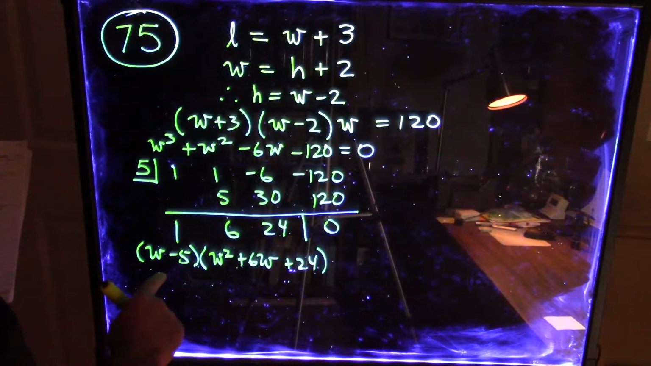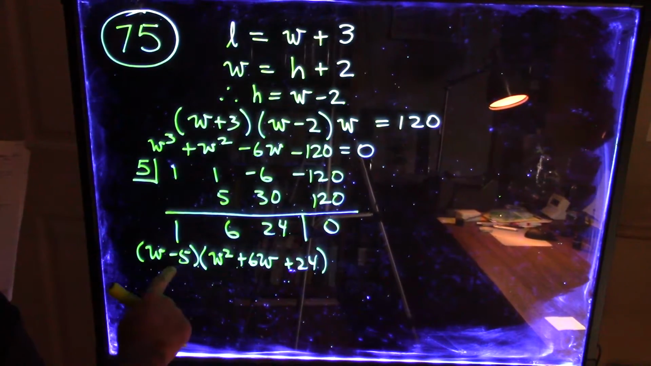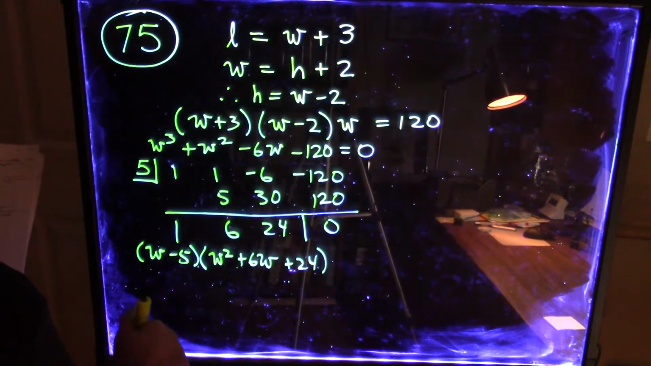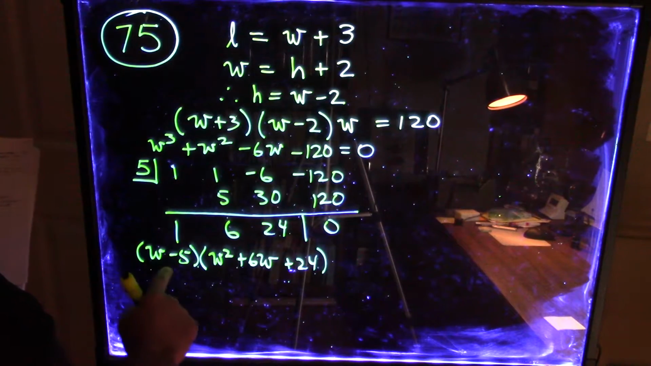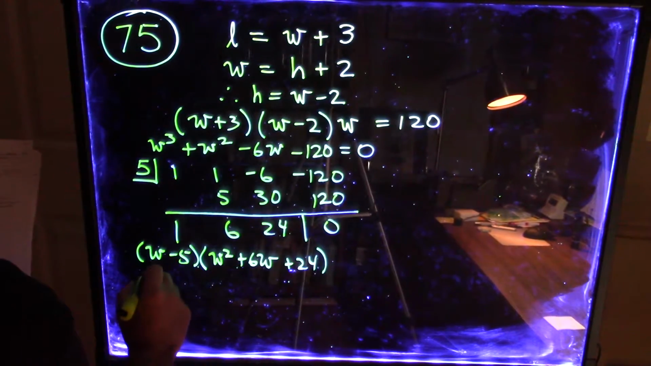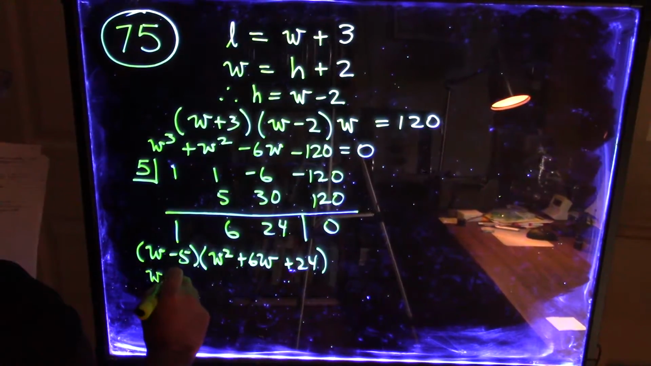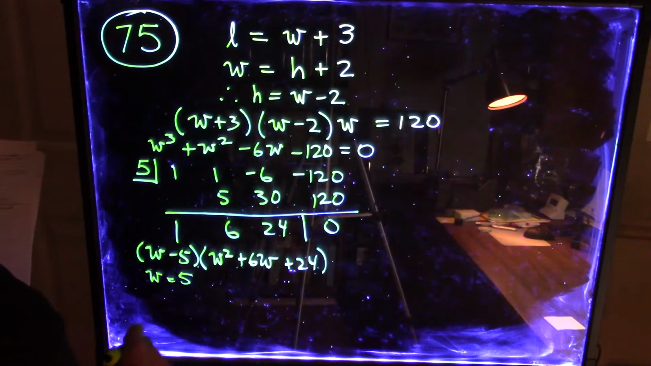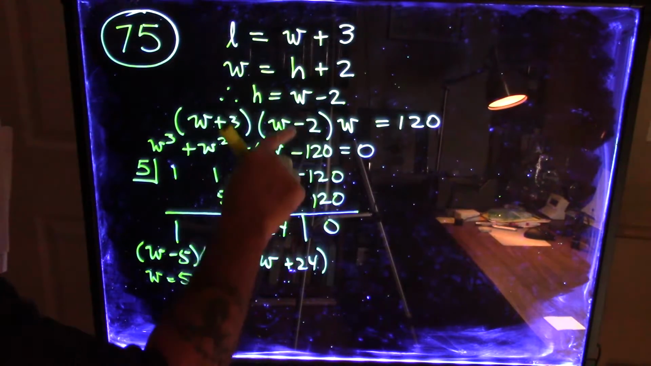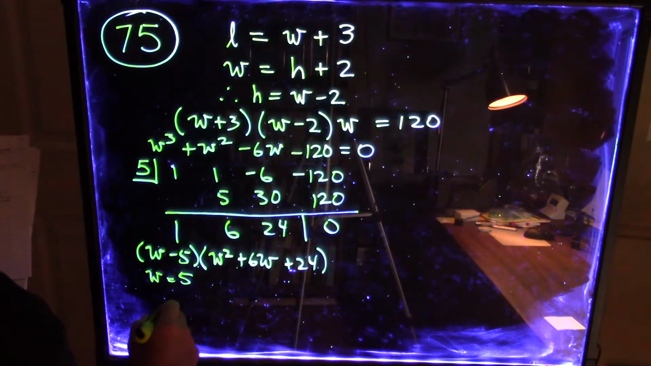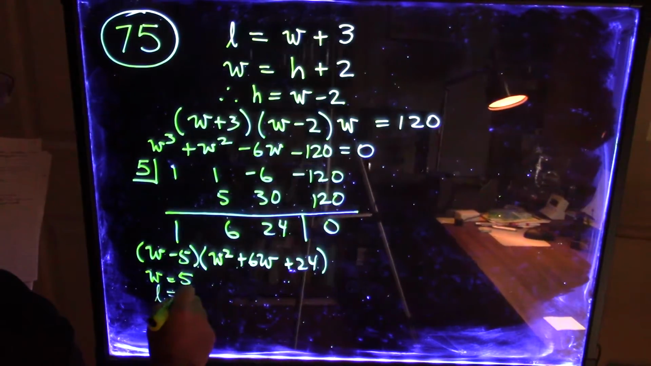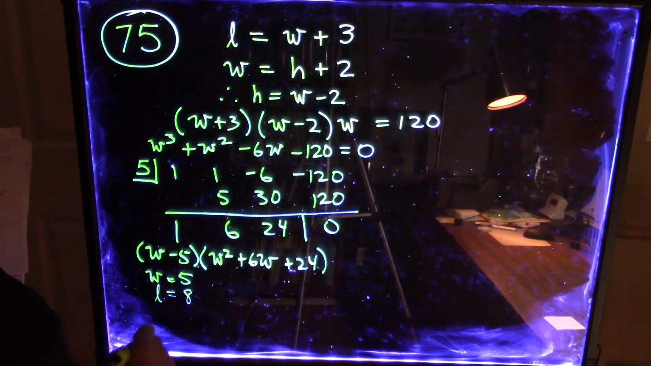So the only real solution would be from this factor, w minus 5. And that means if you set this whole thing equal to 0, then w equals 5. So w equals 5. And then from that you can compute what the other variables are. L equals 8 and h equals 3.